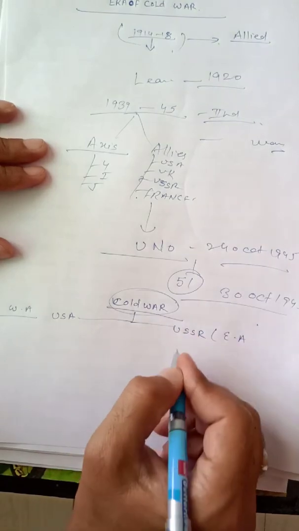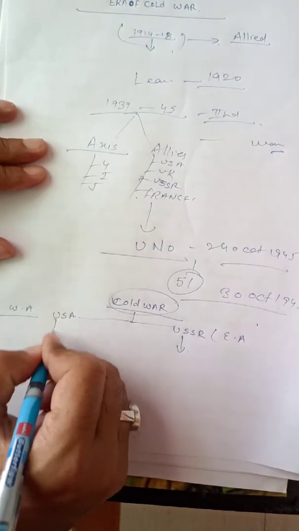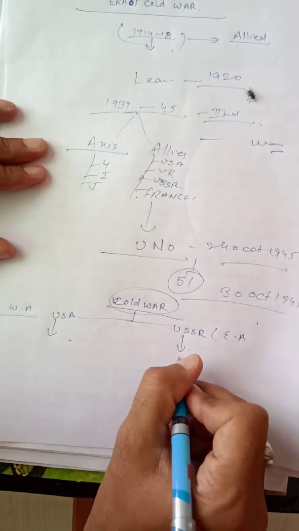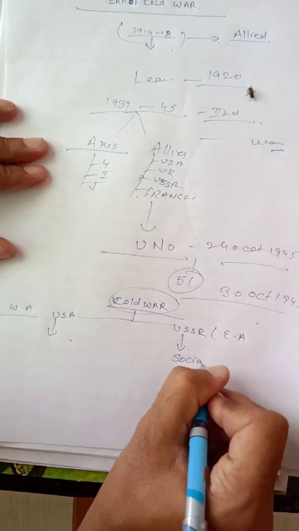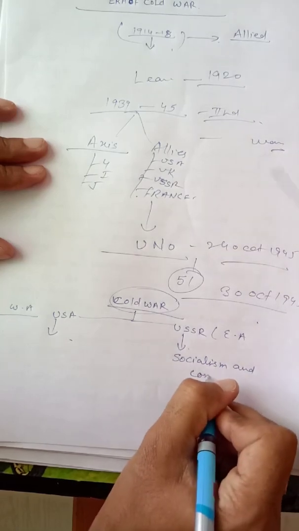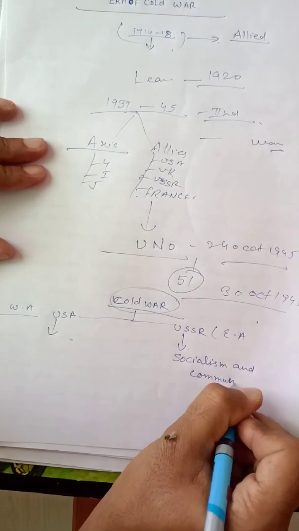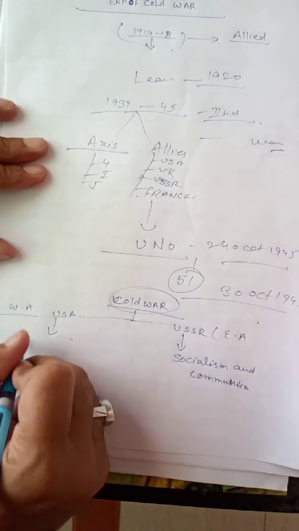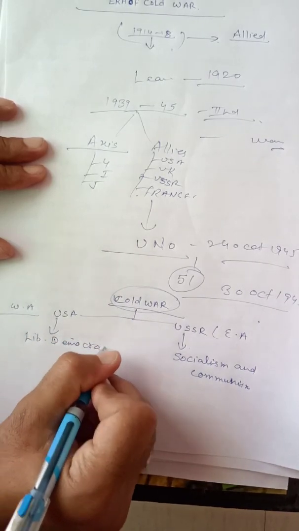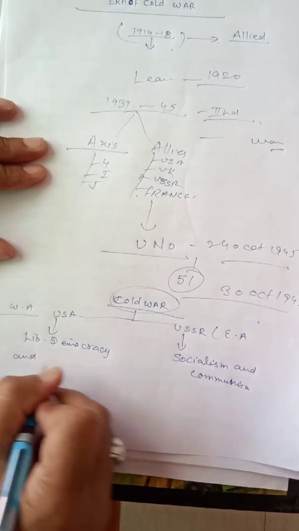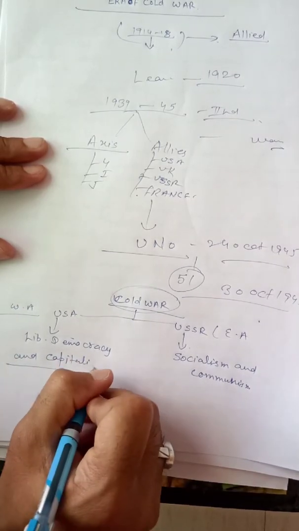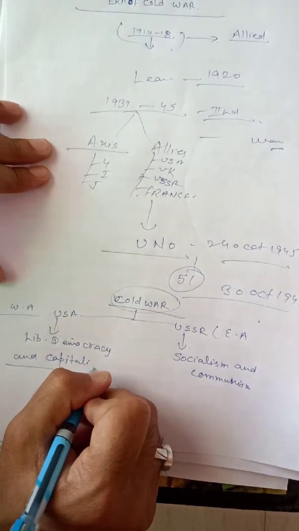Ideology: the USSR and USA had different ideologies. The USSR supported socialism and communism, and the USA supported liberal democracy and capitalism. Both were opposite.